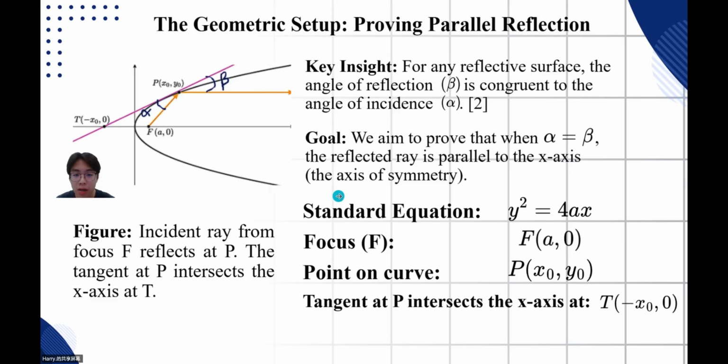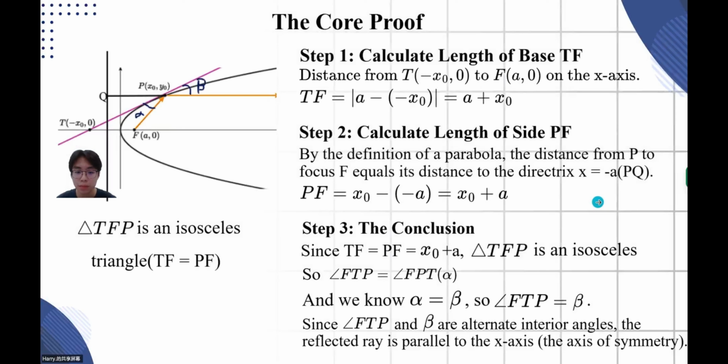The given details are the standard equation y² = 4ax, the focus F(a, 0), and P(x0, y0). The point T on the x-axis is (-x0, 0). The secret of the proof is showing that triangle TFP is an isosceles triangle. Let's do it in 3 steps.